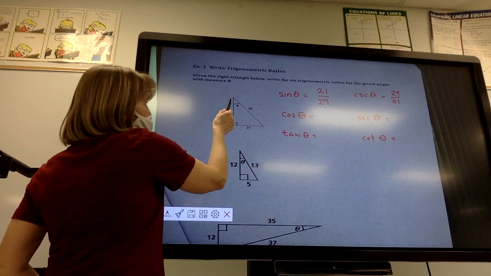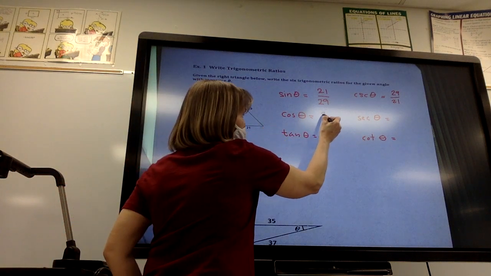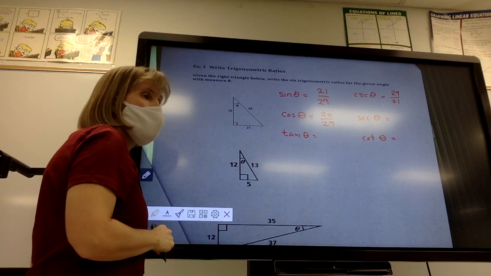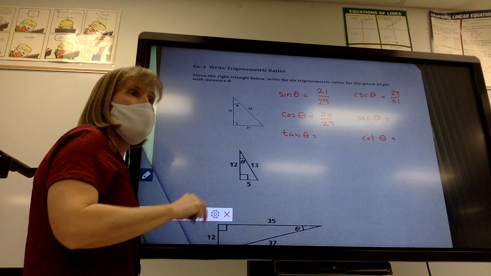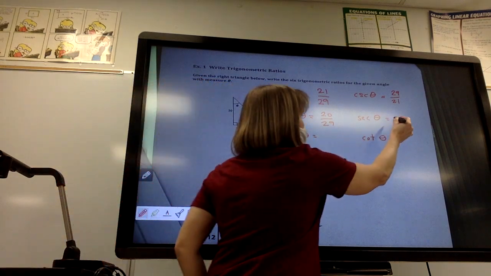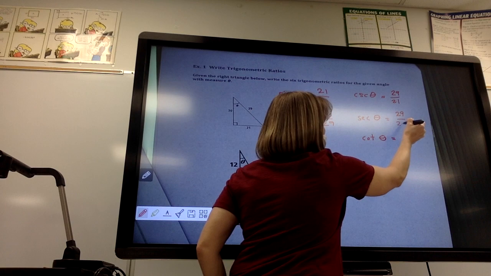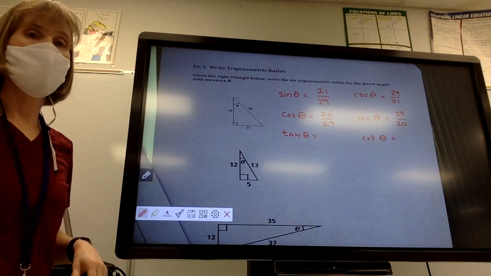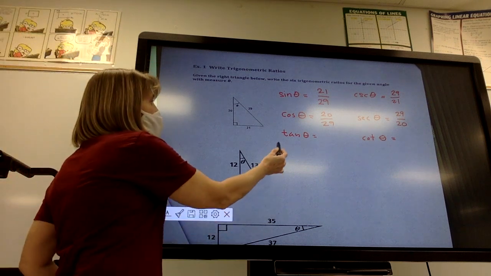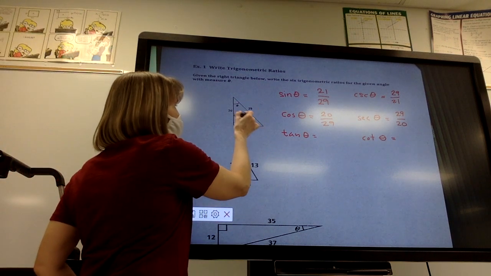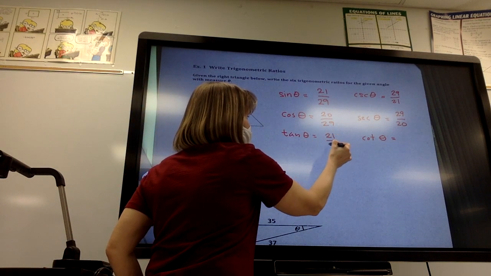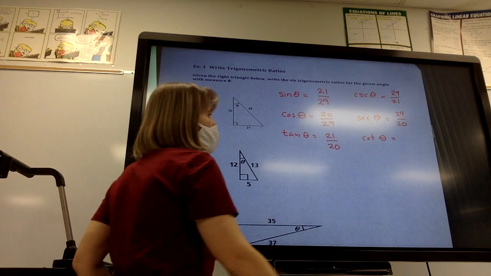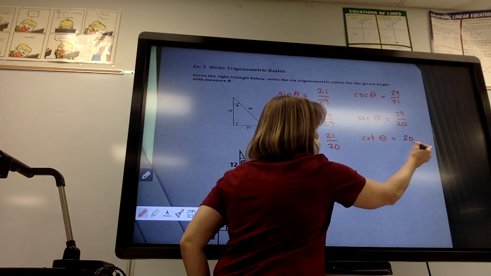Cosine is the adjacent leg over the hypotenuse, so that's going to be 20 over 29. Which means the secant is just the reciprocal of that. We would do 29 over 20. And again, that's another fraction that does not reduce, but we would reduce if we could. And then tangent. Tangent is opposite over adjacent. So 21 over 20 is the tangent, making the cotangent 20 over 21.